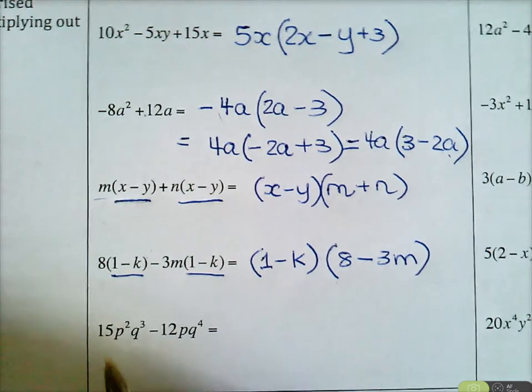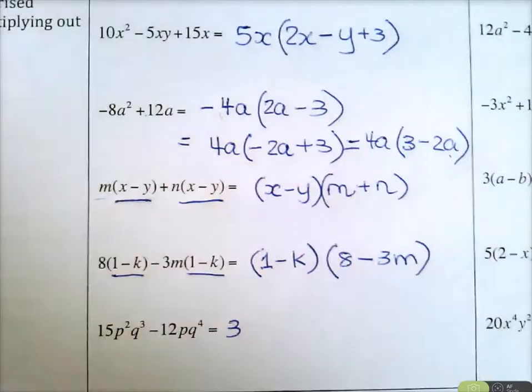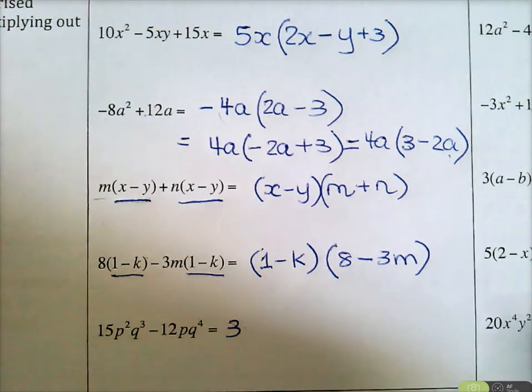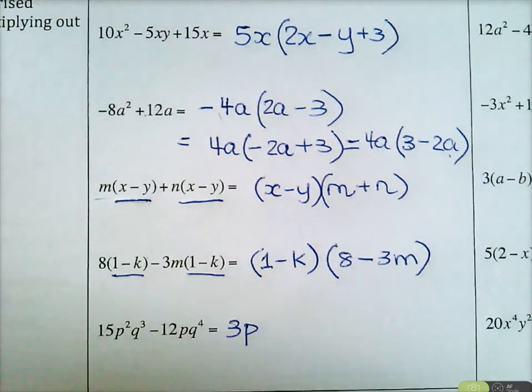Okay, in the last one, 15 and 12, what's in common? They're both in the 3 times tables. P squared and P. How many P's do I pull out? 1 or 2? 1. There's 2 in the first one and there's 1 in the second. There's only 1 that's common to both.